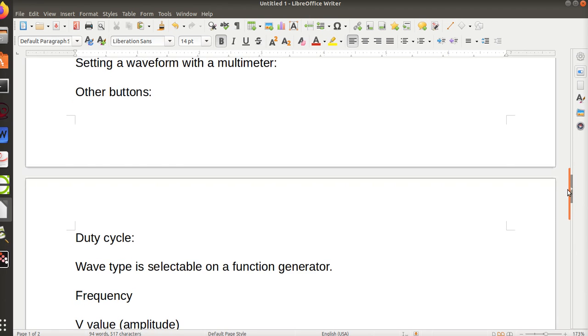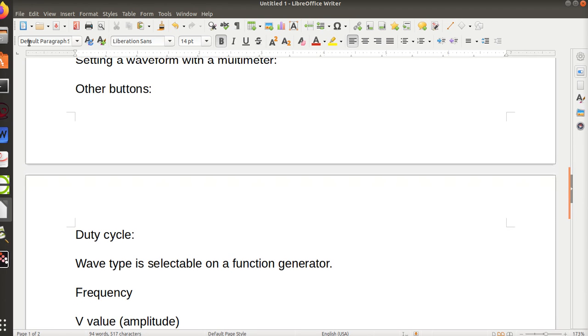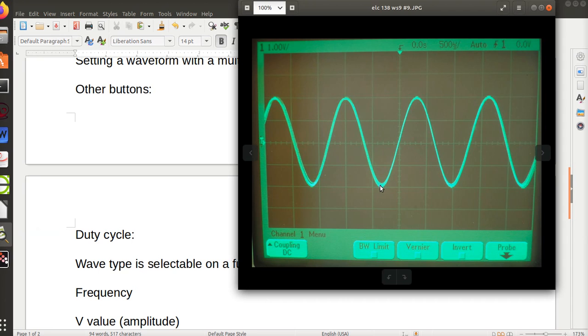There are other buttons on your waveform generator. Now I'm talking about waveform generators. And this is where you would adjust what you see here. So with the waveform generator, I can make this bigger or smaller, up and down, and I can make it scrunch up or stretch out if I change the frequency. So the oscilloscope will always just measure what it sees. The function generator will actually change the amplitude and the frequency. Okay?